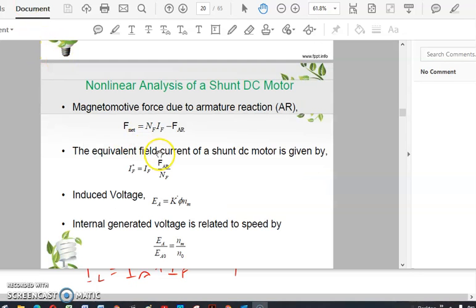Okay, on the next slide, we shall go through the analysis of the non-linearity of the DC shunt motor. Okay, we'll meet in the next slide.